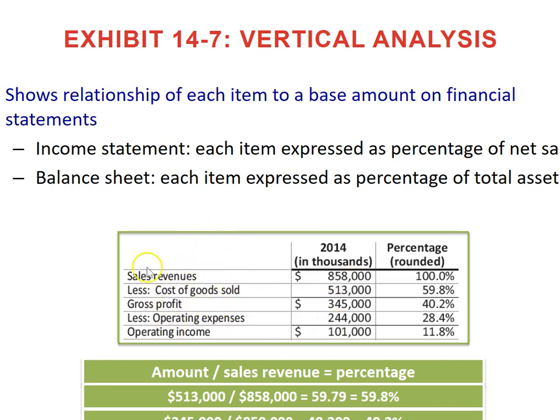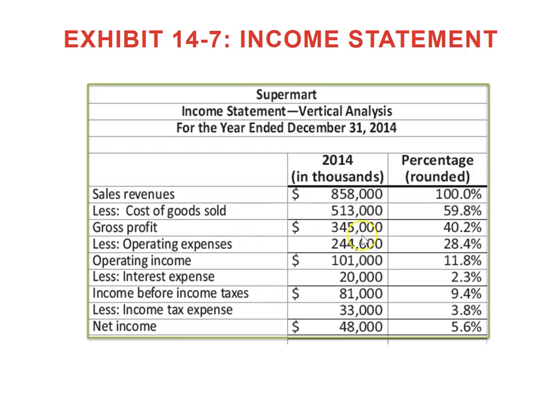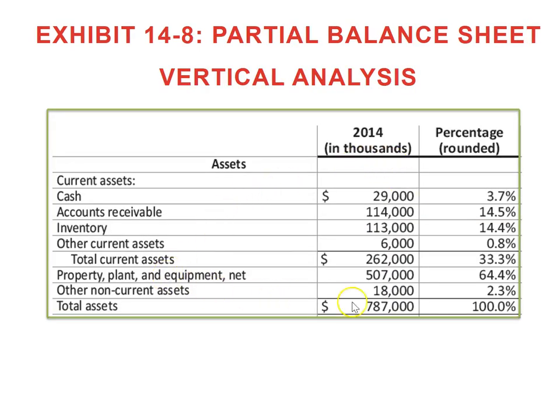So you see this is your income statement, and if you consider sales is 100%, then you can take every number, for example cost of goods sold, which is 513, and you can divide it by 858, which is your sales revenue, and express it as a percentage of sales. So here cost of goods sold is 59.8% of your sales, and this is how you can do your vertical analysis. I'm repeating, for your income statement analysis, you're going to express everything as a percentage of sales, and for your balance sheet analysis, you're going to express everything as a percentage of your total assets.